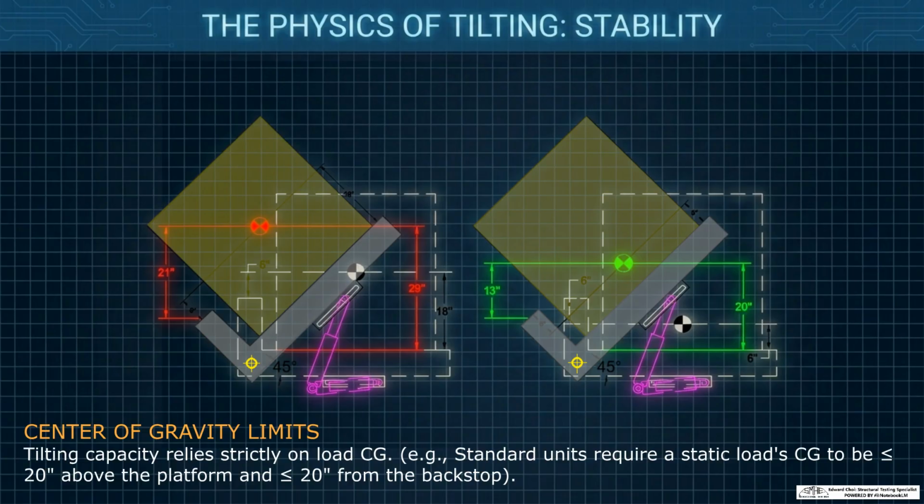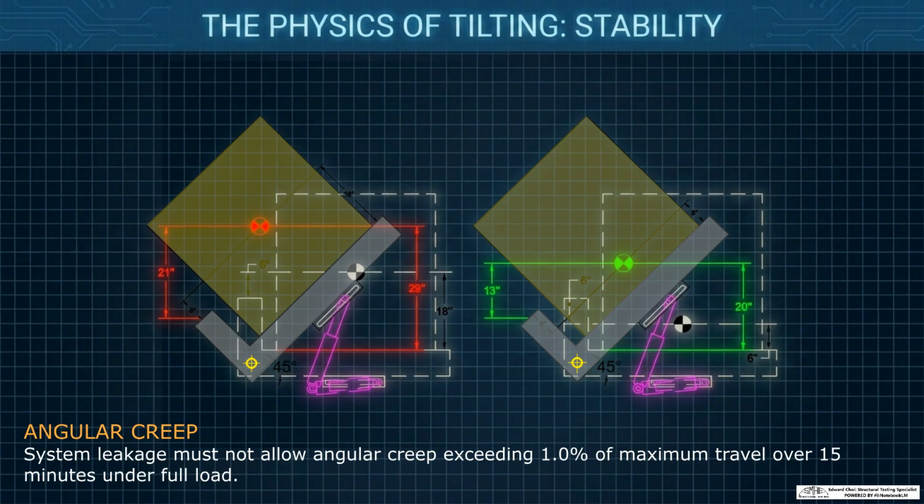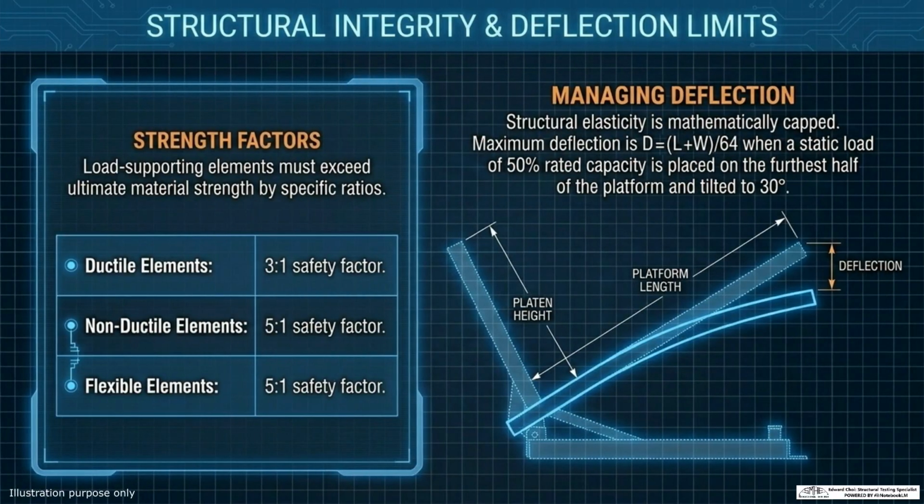Angular creep is another parameter to watch. System leakage must not allow more than 1% of maximum travel over 15 minutes under full load. Creep is normal. Excessive creep is a warning sign. Strength is not just about whether a structure holds. It's about whether it holds with an adequate safety margin. ANSI MH29.2 requires load-supporting elements to exceed ultimate material strength by defined ratios. 3:1 for ductile elements, 5:1 for non-ductile and flexible elements.